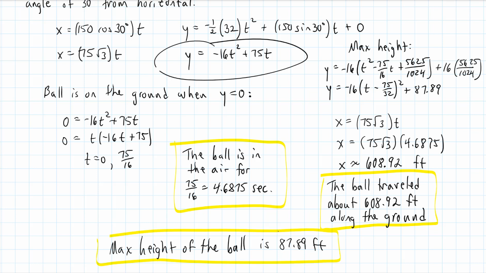So again, we could find out some other stuff, but these would be the main measurements you would want to know. How long was the ball in the air? How far did it go? What was its maximum height? These are all things that somebody might be interested in when they hit a golf ball.